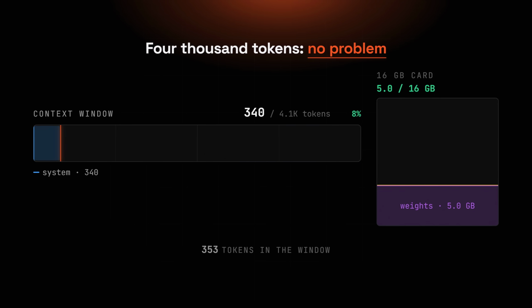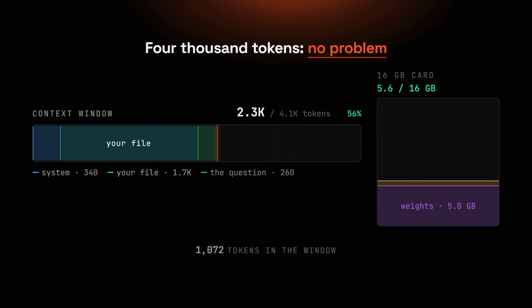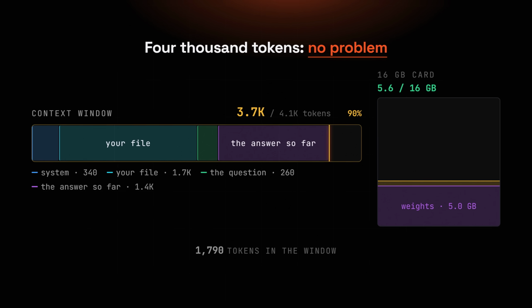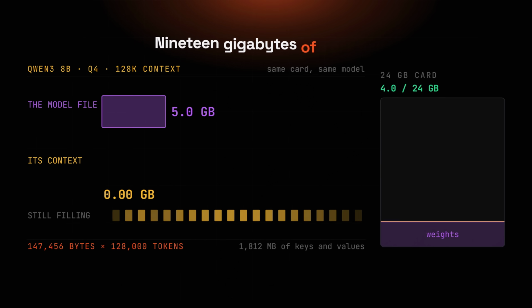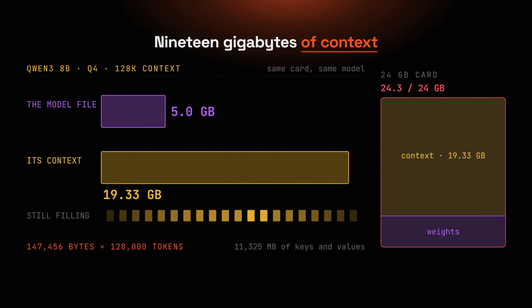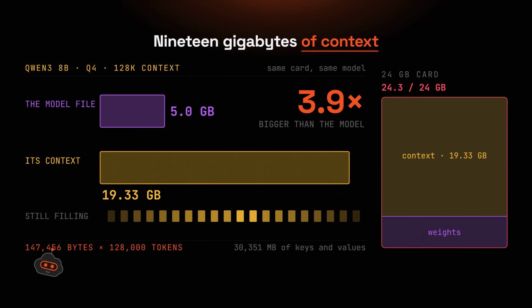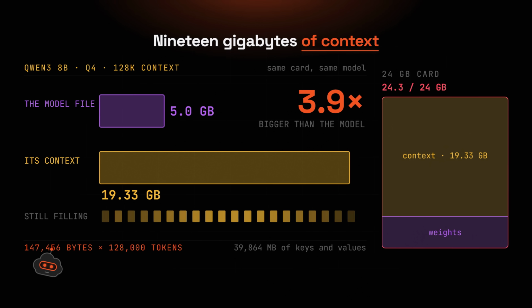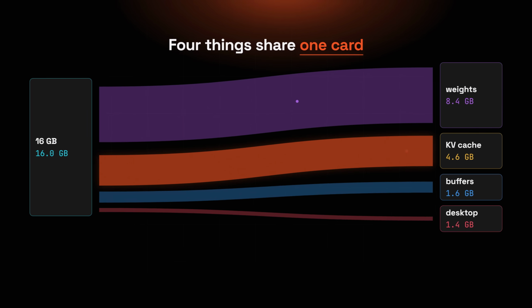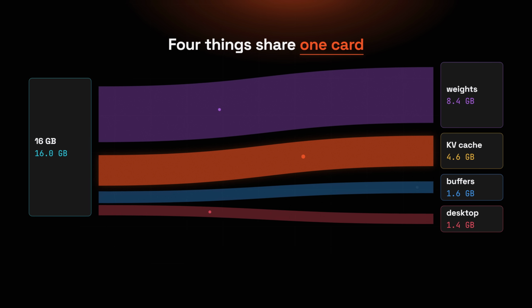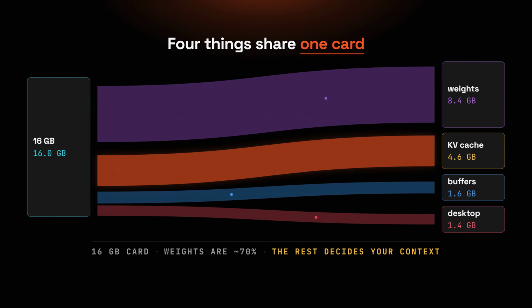That cache sits in your VRAM next to the weights and grows with every word. On an 8 billion model, it costs about 147 kilobytes per token. At 4,000 tokens of context, that is 0.6 of a gigabyte, small enough to ignore. At 128,000 tokens, the same cache is 19 gigabytes. The model file is 5. Your context is now nearly 4 times bigger than your model. So the calculator you used before you downloaded anything was wrong. Weights plus cache plus a working buffer plus whatever your desktop already has on the card.